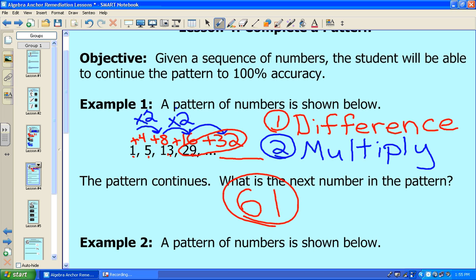So there's always going to be two steps you have to do. What do I add, or what's the difference? And also, what do I multiply by?